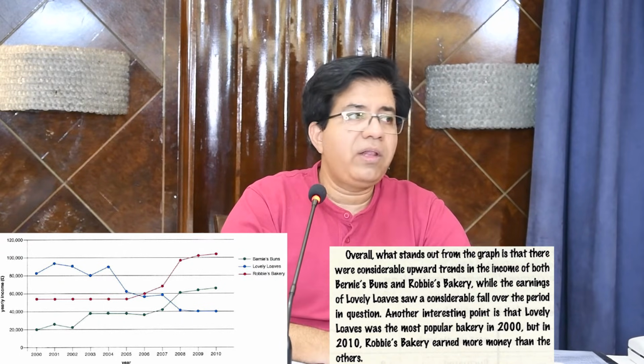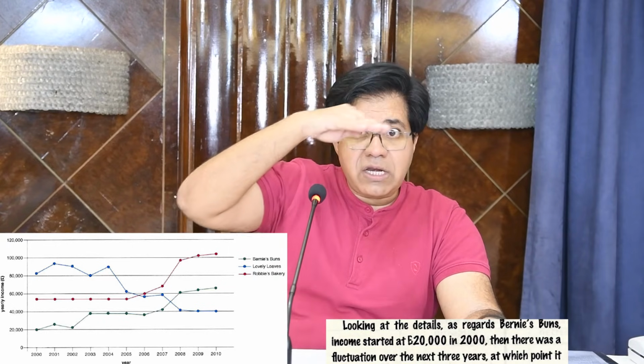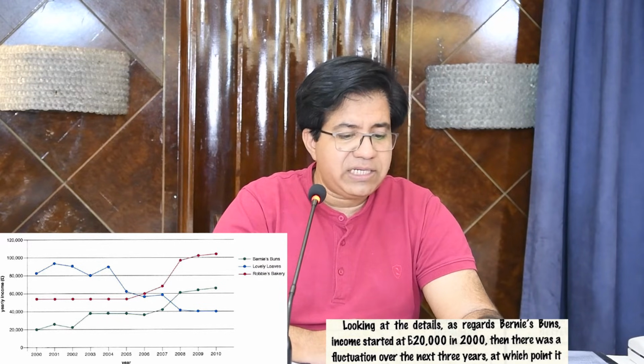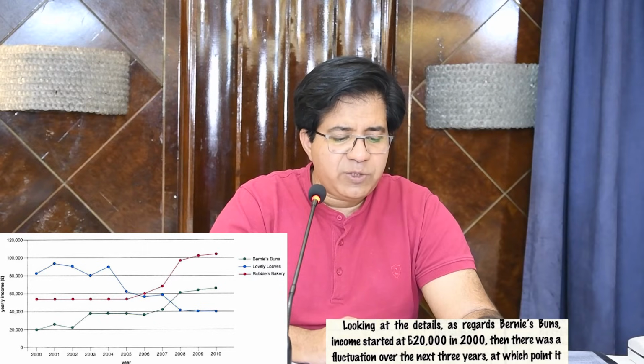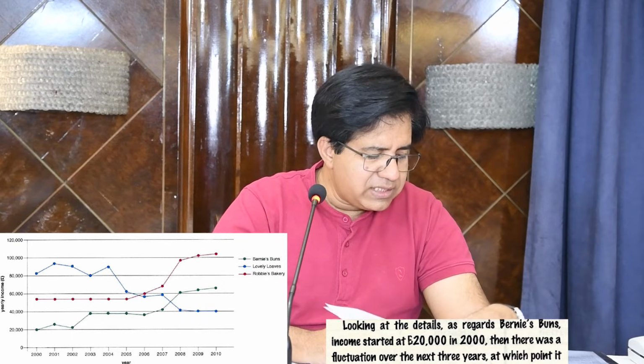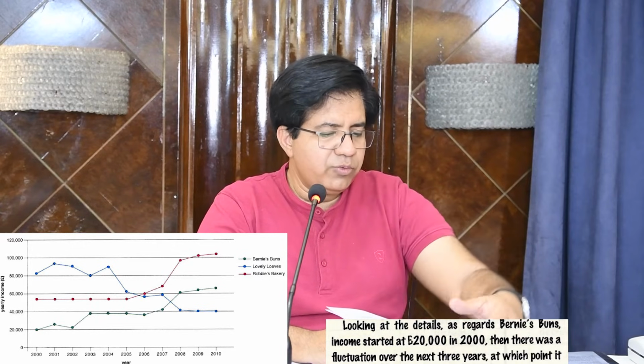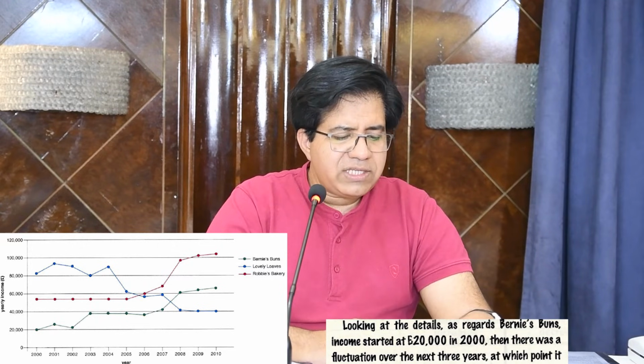Now we will talk about all these bakeries in detail. Remember, the bakery whose sales increased too much, we will talk about it first. Then the second important one, and then the last one, right? So looking at the details, and you can copy this when you're starting. This is called the body of your report. So when you're starting the body of your report, you can write: Looking at the details, as regards Bernie's Buns, income started at 20,000 in 2000. If you go back, you can see 20,000, the lowest one. Okay, 20,000 in 2000. Then there was a fluctuation.